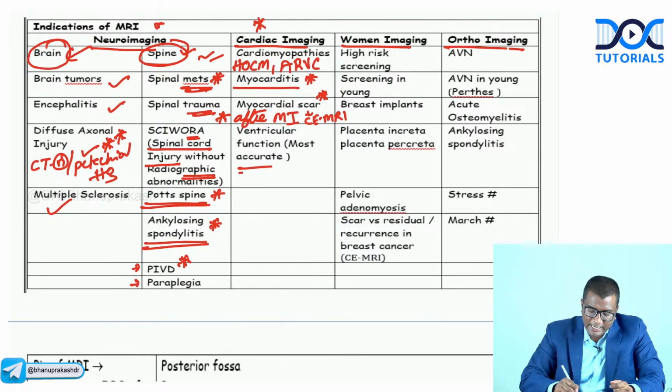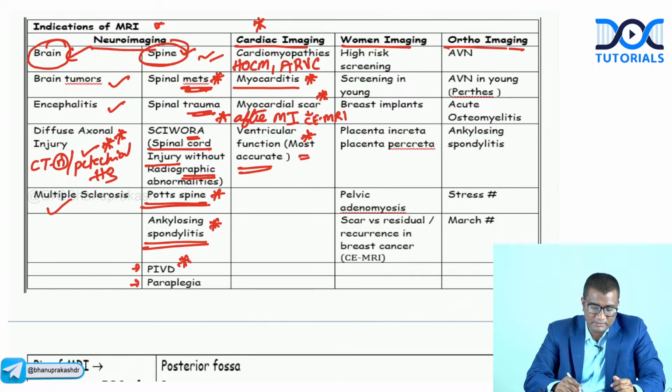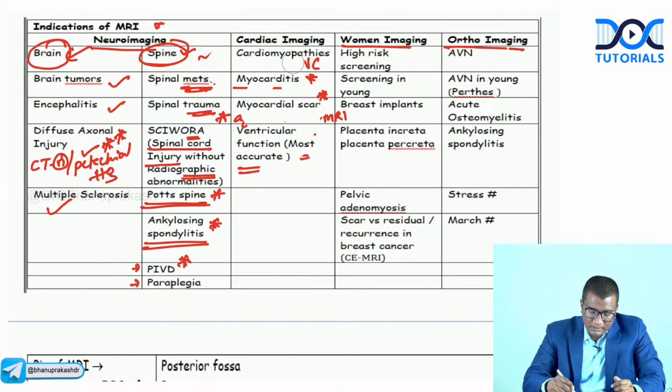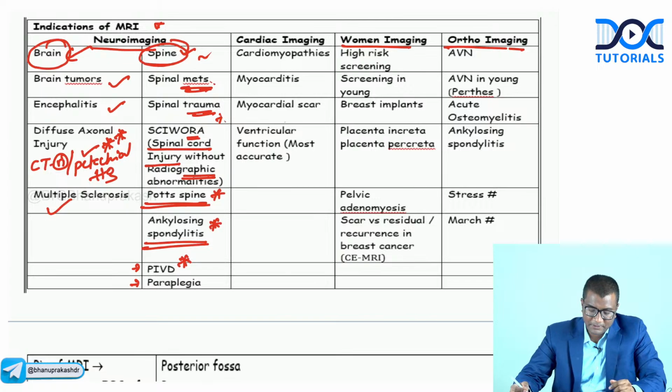And also the most accurate for ventricular function is a cardiac MRI, the cine MRI that we do, right? So cardiac MRI is also the most accurate, better than echocardiography for ventricular function or ejection fractions, right? So these are the indications in the MRI. So once again, investigation of choice for cardiomyopathies, investigation of choice for myocarditis, investigation of choice for myocardial scar after MI, and also for ventricular function, we go for MRI.